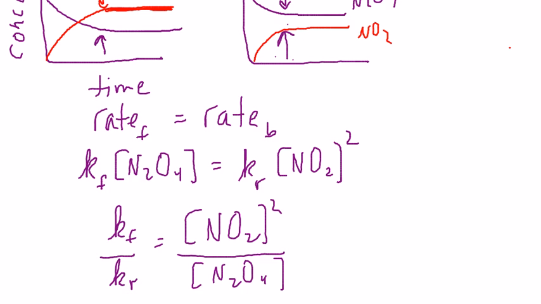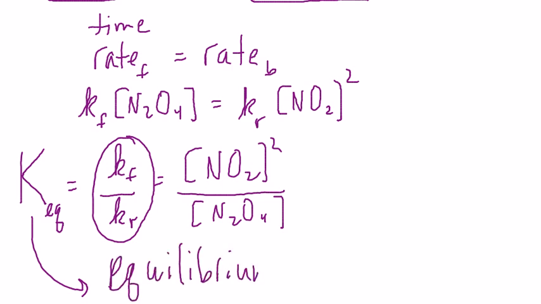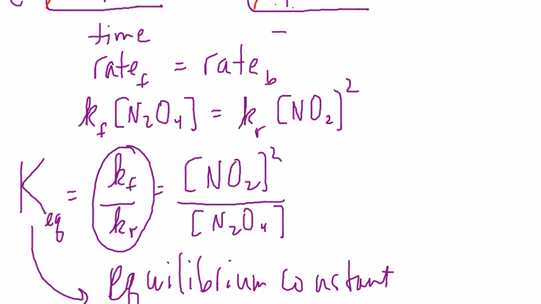And K forward over K reverse is often called a capital K, which we now call the equilibrium constant. Sometimes it is written KEQ. The large K is called the equilibrium constant. And there's a subtle point to be noticed here. Just because the rates equal one another does not mean that the rate constants equal one another.